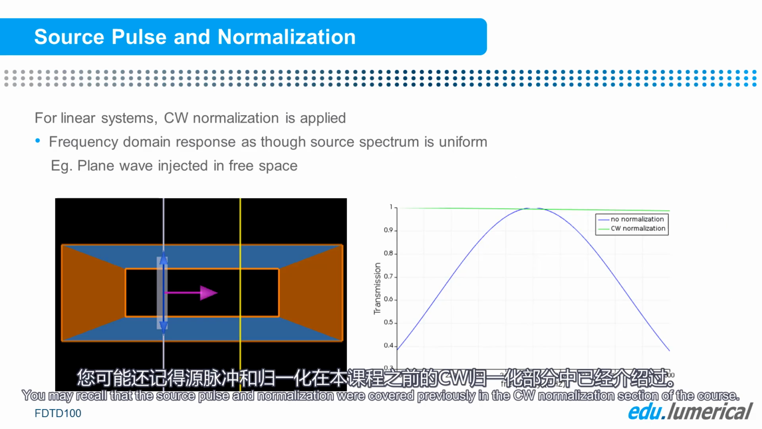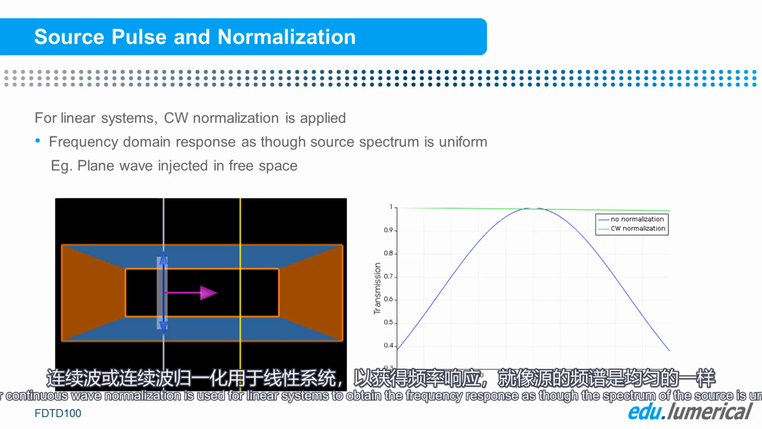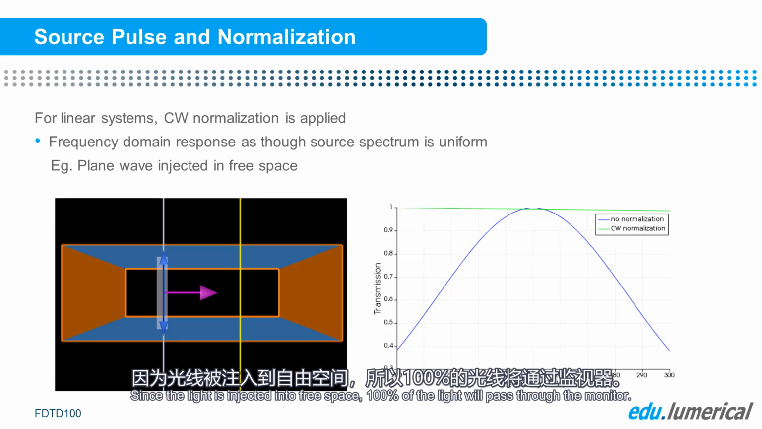You may recall that the source pulse and normalization were covered previously in the CW normalization section of this course. CW, or continuous wave normalization, is used for linear systems to obtain the frequency response as though the spectrum of the source is uniform. In the example on this slide, a plane wave source is injected into free space, and a monitor in front of the source measures the net power transmission.